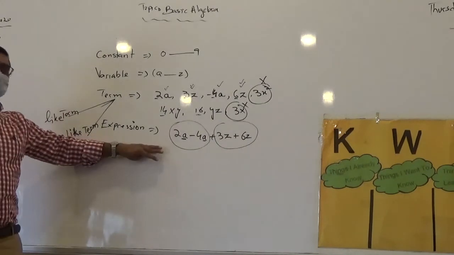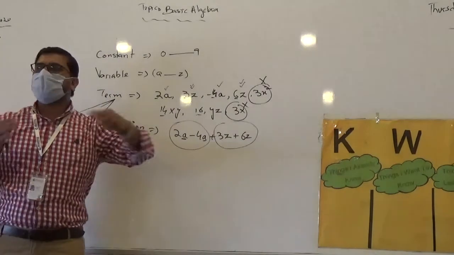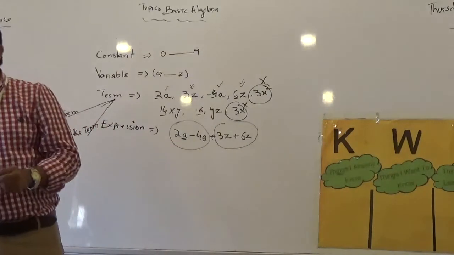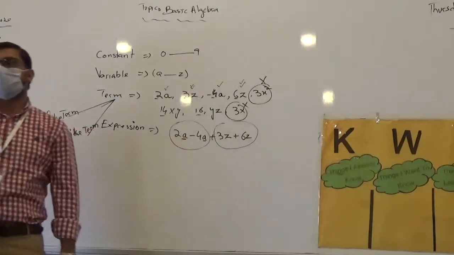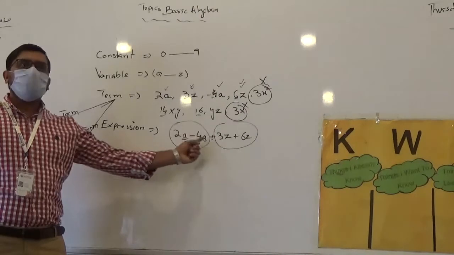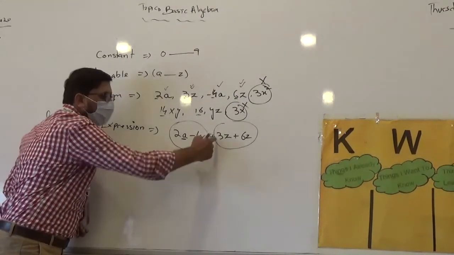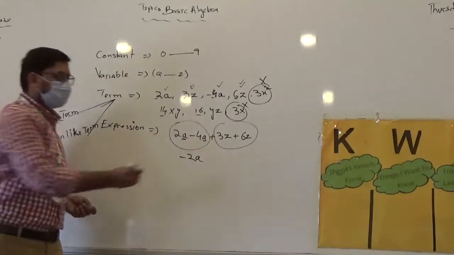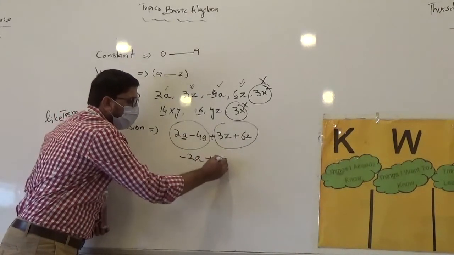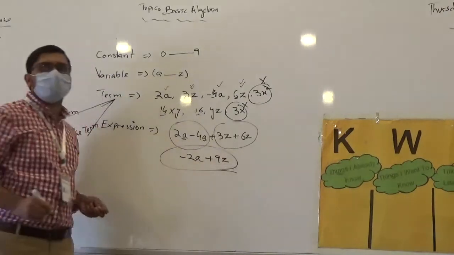So when you get expressions in a way that you are given a few like terms in that expression, you can add or subtract them. 2a minus 4a, what will it be? Minus 2a. 3z plus 6z is 9z. So this is your answer for the expression.